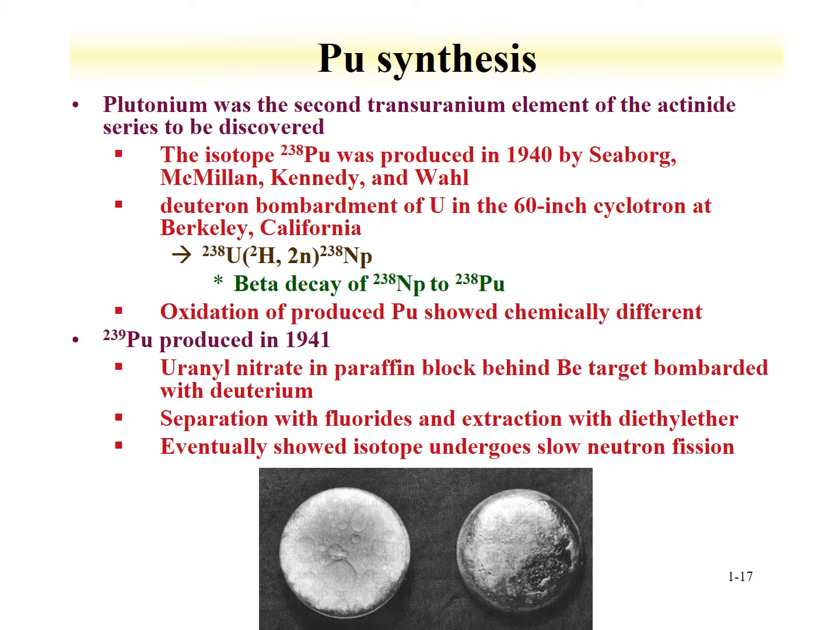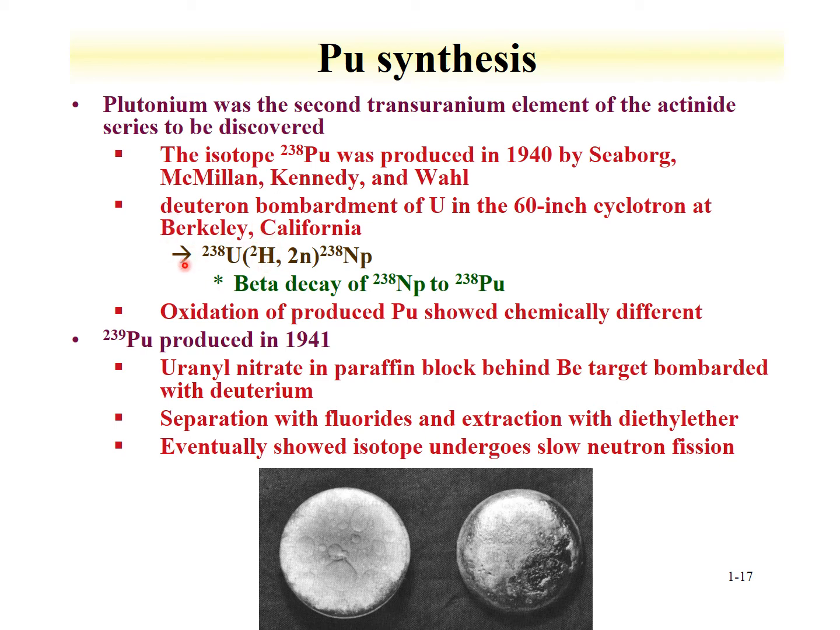Plutonium synthesis was the second transuranic element of the actinides to be discovered. Plutonium-238 was produced in 1940 by Seaborg, McMillan, Kennedy, and Art Wall. Art Wall was the graduate student, so he really did the bulk of the work. And this was produced by using the 60-inch cyclotron at UC Berkeley. So the diameter of the cyclotron was 60 inches.